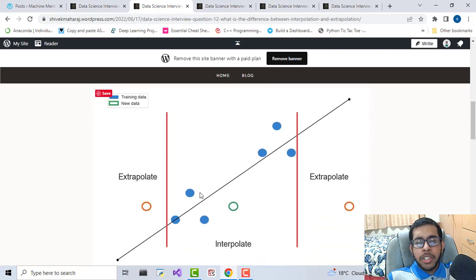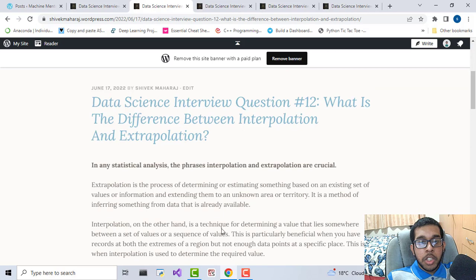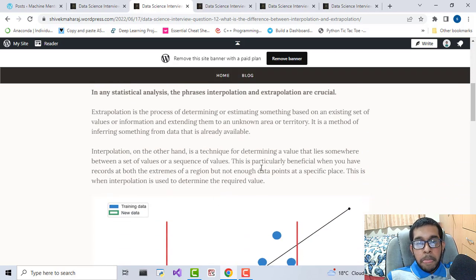So, as you can see in the visual here, guys, interpolation and extrapolation. Interpolation is when we try to deduce values between a known boundary. Okay, there's a known start and a known end boundary. That's interpolation. We try to deduce this green circle here, within the known and the known. So the known, just to take you guys back a bit, you see, they say here, this is particularly beneficial when you have records at both the extremes. Now both the extremes are referring to the minimum and the maximum.